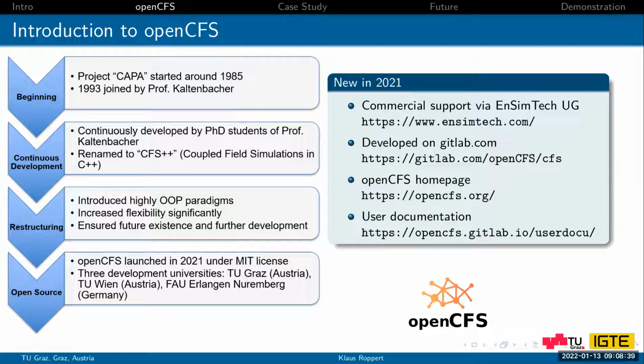And last year, we launched openCFS, which is the open source version of the software, and it's licensed under the MIT license. And we're currently at three, say, development headquarters. So two in Austria, one in Germany: TU Graz, TU Vienna in Wien, and in Germany the University of Erlangen-Nuremberg. And if you're interested in our software, you can check out our homepage. And we're also developing on gitlab.com, so you can also have a look at our source code.